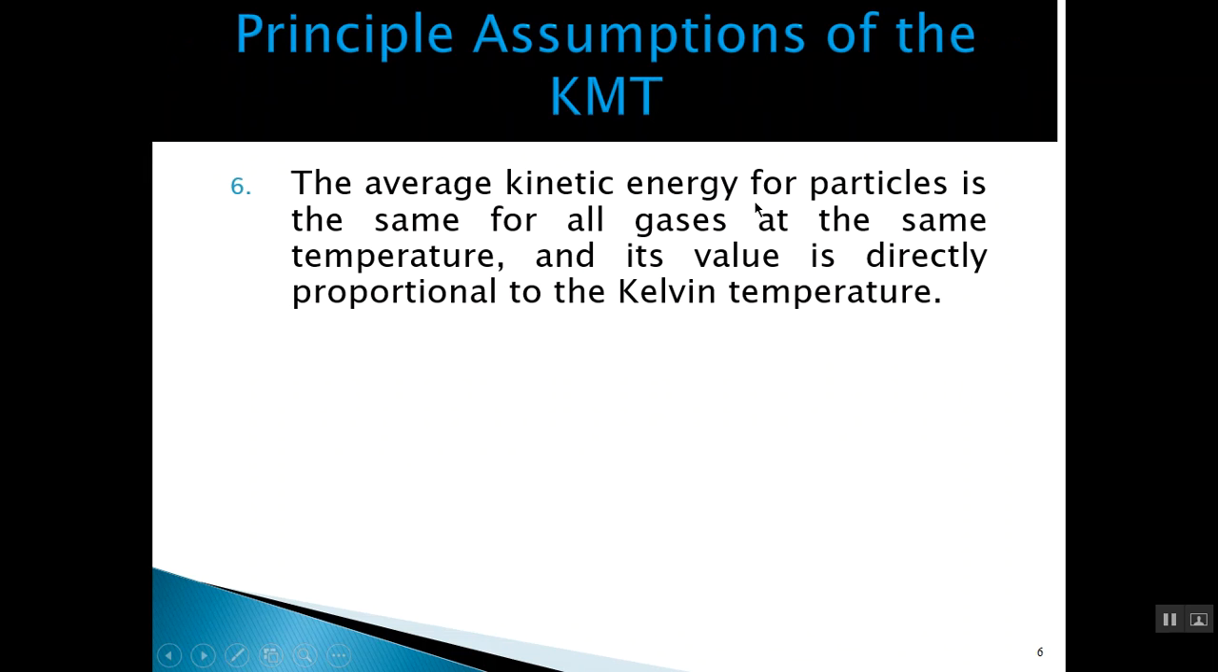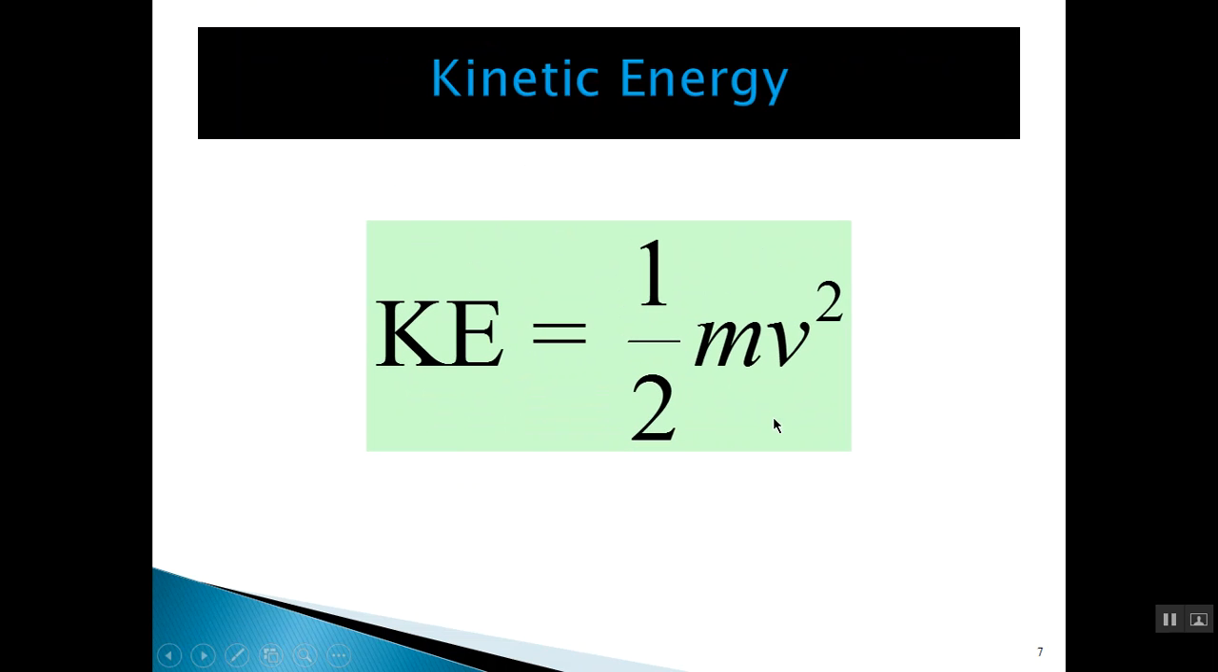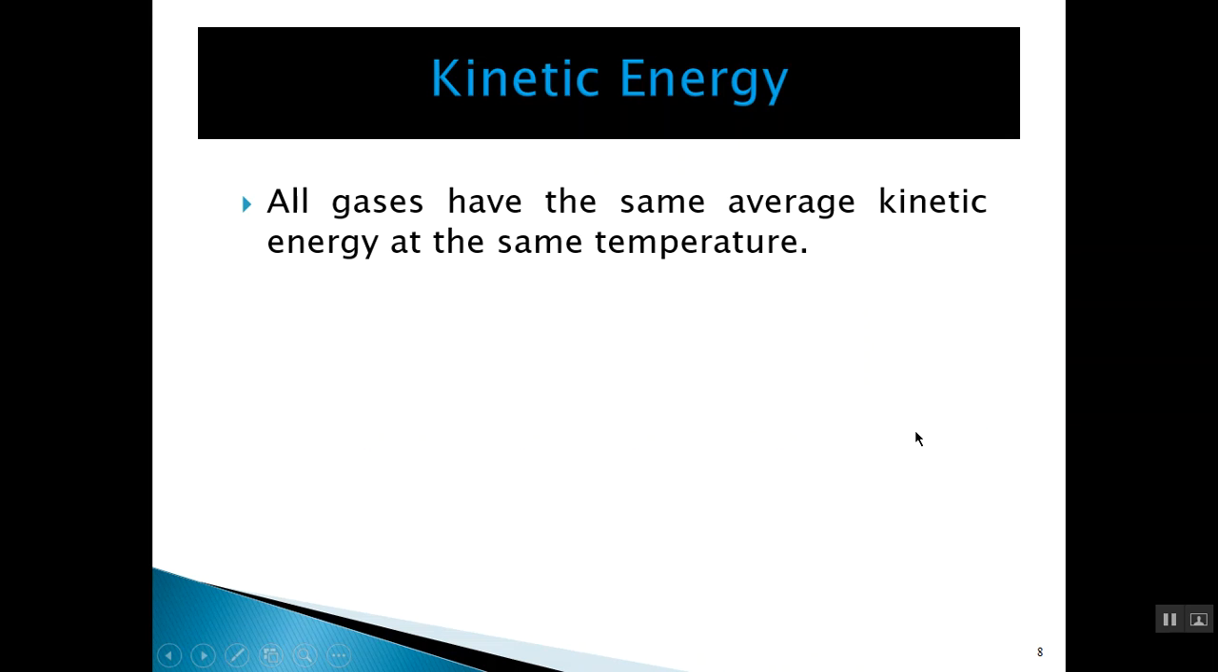The average kinetic energy of the particles is the same for all gases at the same temperature and pressure, and its value is directly proportional to the temperature expressed in Kelvin. So we can actually write down a formula for the kinetic energy of any moving particle, including gas particles. It's given by this formula. Kinetic energy is equal to half mv squared. And as stated here, all gases have the same kinetic energy at the same temperature.